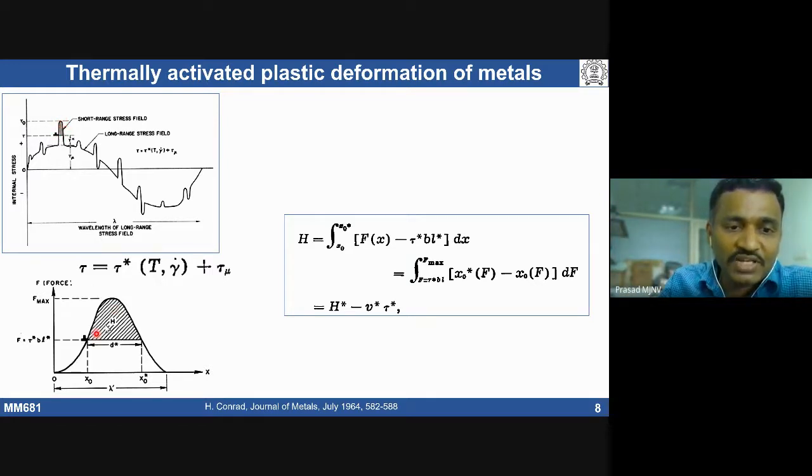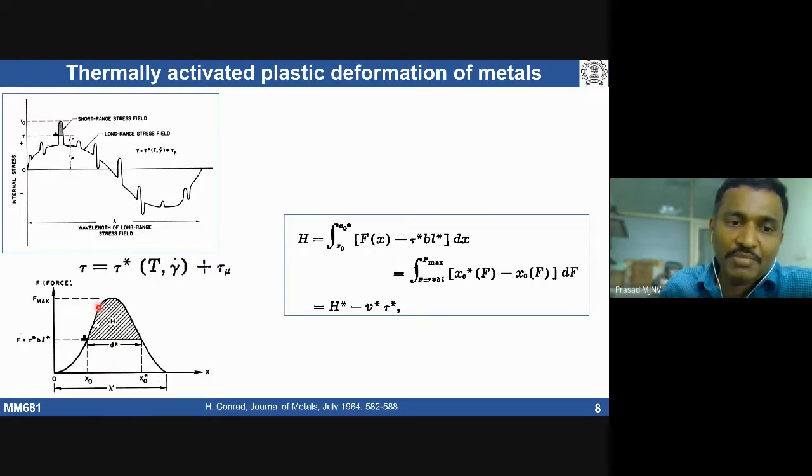So how do you get this thermal energy? One way: I now have a force versus distance curve. I want to get the work done, which is basically the area under the curve. The total work done is the area under this thermal barrier.